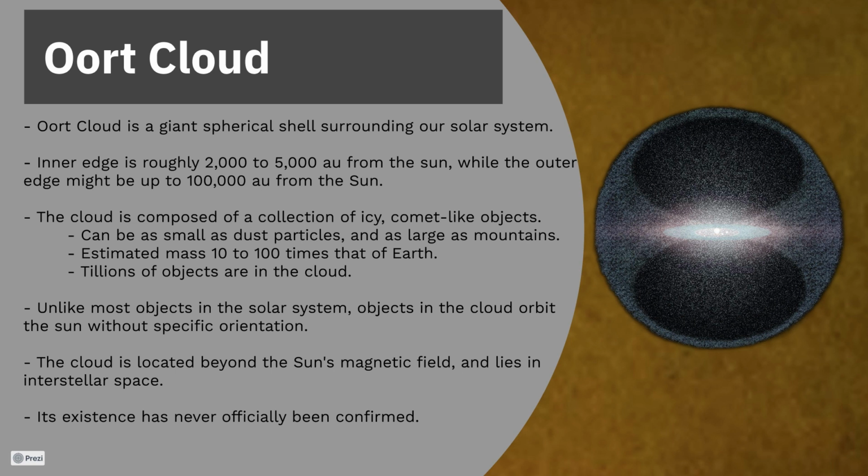The comets inside the cloud orbit the sun on a sphere with no preferred orientation. They come into the inner solar system from random directions in the sky. Although information can be estimated from the Oort cloud, its existence has never officially been confirmed.